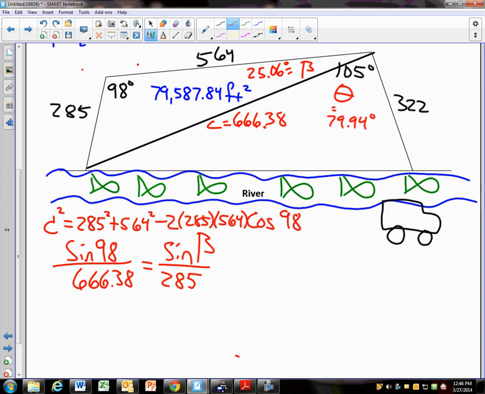Isn't it awesome how much geometry you're doing at this point? It is total geometry. Can you now find the area? So the area of the second shape is equal to 1/2 times 322 times 666.38 times the sine of 79.94.